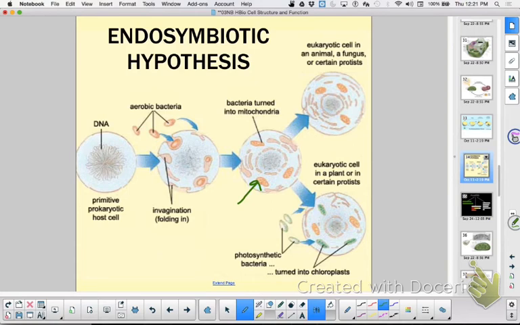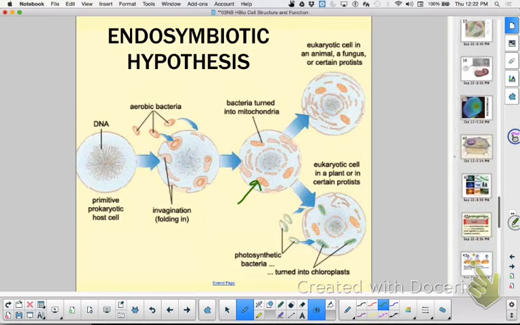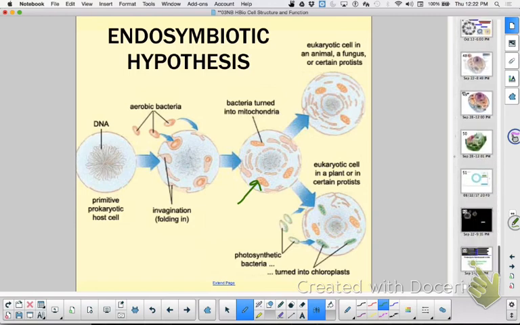And our evidence for that is that mitochondria and chloroplasts have their own DNA, and it's circular, just like a bacteria. And they have their own ribosomes. They can make their own proteins. And they're self-replicating. They can make more of themselves. So that is your evidence for the endosymbiotic hypothesis. Questions about that? No? Okay. And then the cytoskeleton, we talked about that. We talked about centrioles, cilia, and flagella. I think that's it, unless you want to do the review questions at the end?